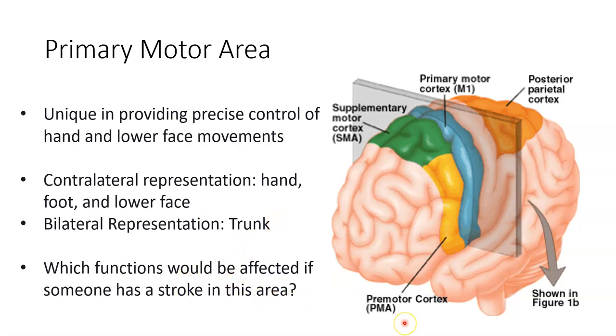So, as I've already mentioned, the functions that will be impacted if someone has a stroke in this area are that they will have weakness of their hand and foot, and a lot of tonal issues as well, loss of motor control, and they may have dysarthria because their lower half of the face will be impacted. And they may also have truncal issues, which will cause balance issues when they walk or when they try to sit without support.